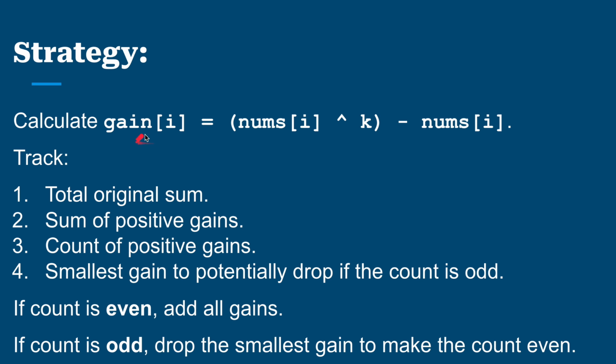Okay, first of all, we'll calculate the gain. Then you have to find the total original sum, then the sum of positive gains and the positive gains count, and you have to drop the smallest gain, right? Like this we will go and do it.